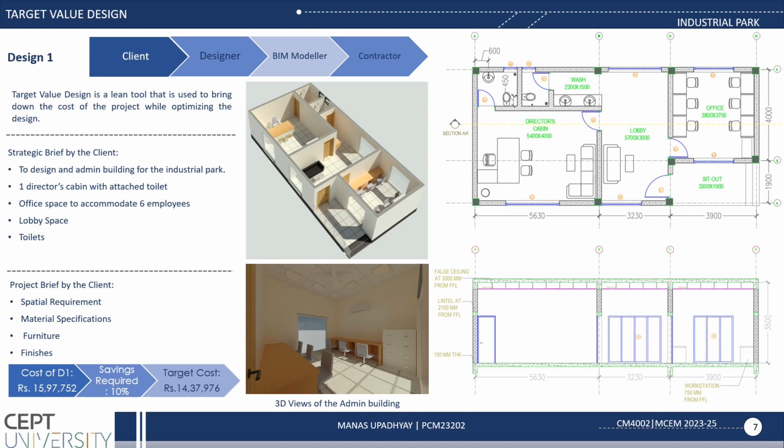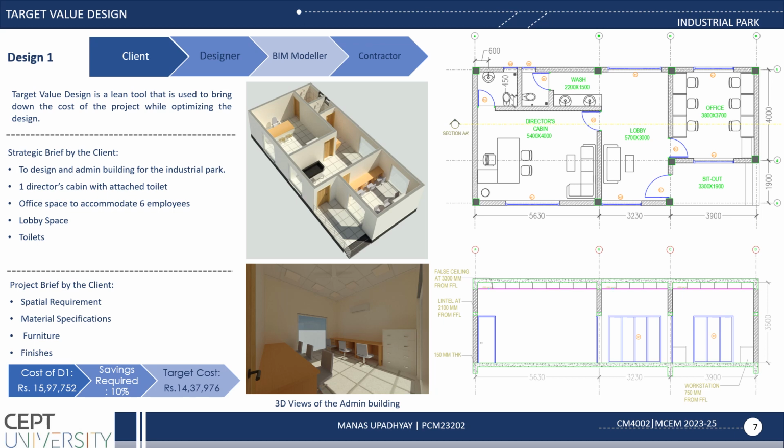These are the 3D views of the admin building prepared by the BIM modelers. After this is the 2D layout prepared by the designer. The requirement of the client is to design an admin building for the industrial park, with one director's cabin with attached toilet, office space to accommodate 6 employees, one lobby space, and one toilet. The project brief by the client covers material requirement, material specification, furniture, and finishes.